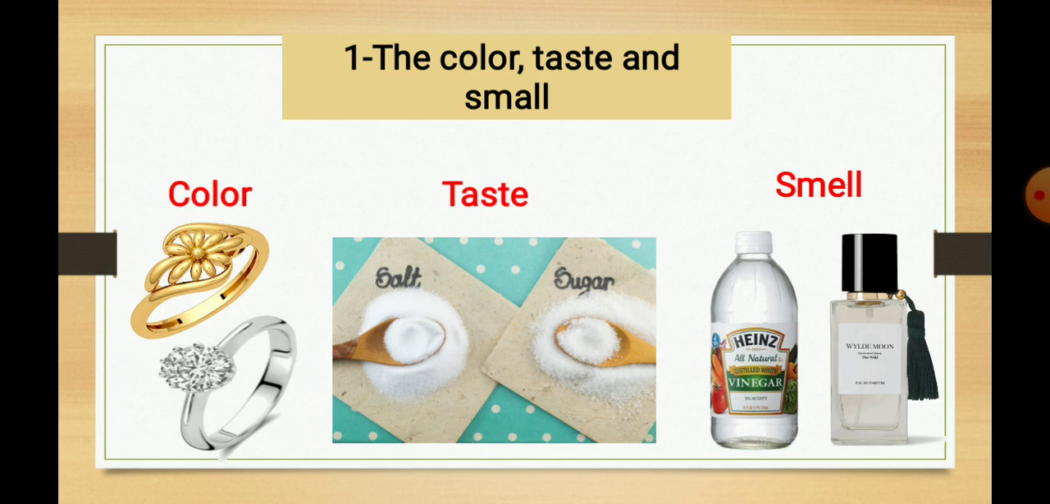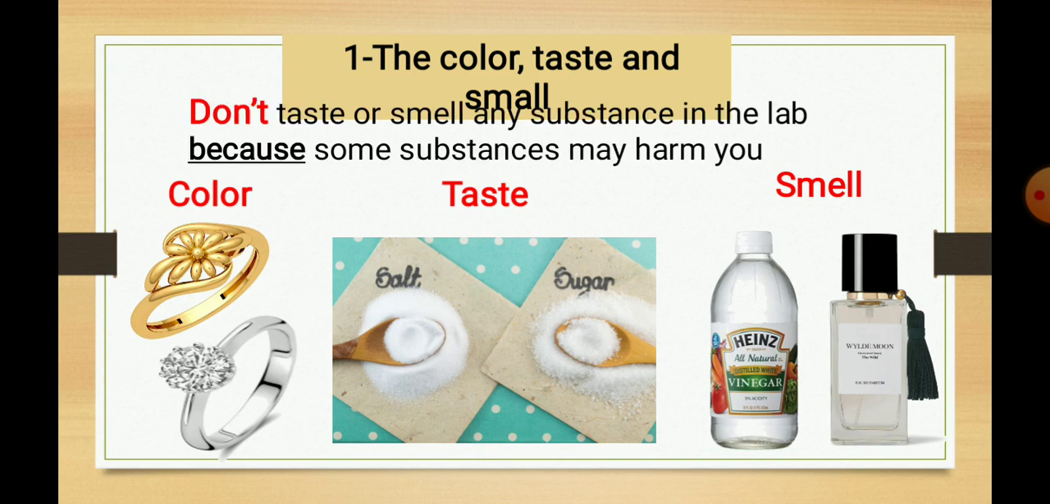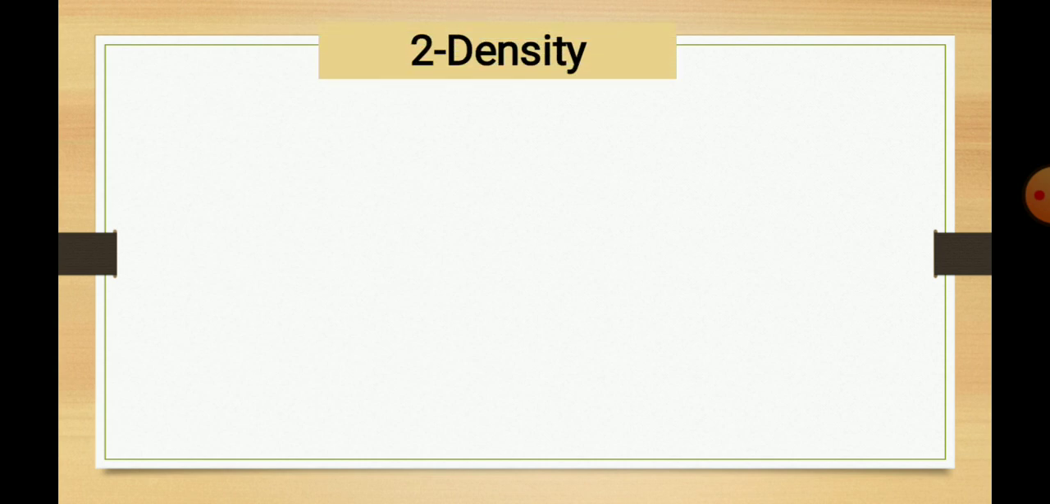Yeah, for sure. So, dear friends, don't taste or smell any substance in the lab without asking your teacher first. Why? A good reason: because some substances may harm you. Don't forget that. And some substances have no color, no taste, no smell, such as water and oxygen gas, but they differ from each other in other properties, such as density.